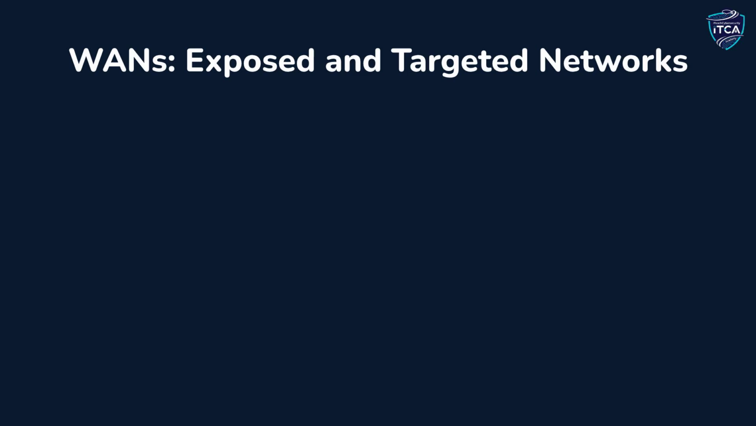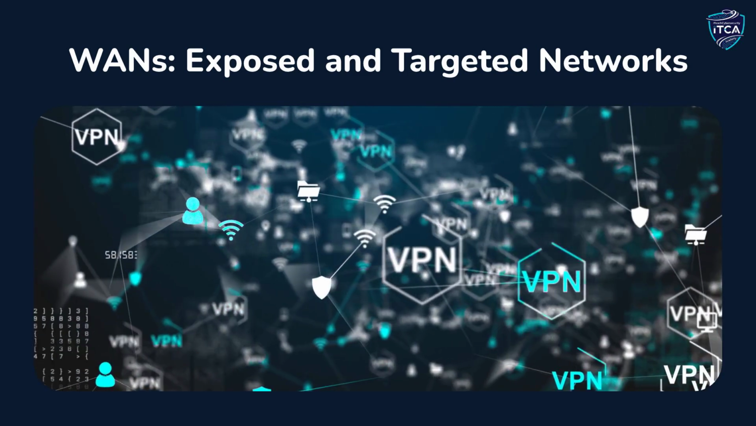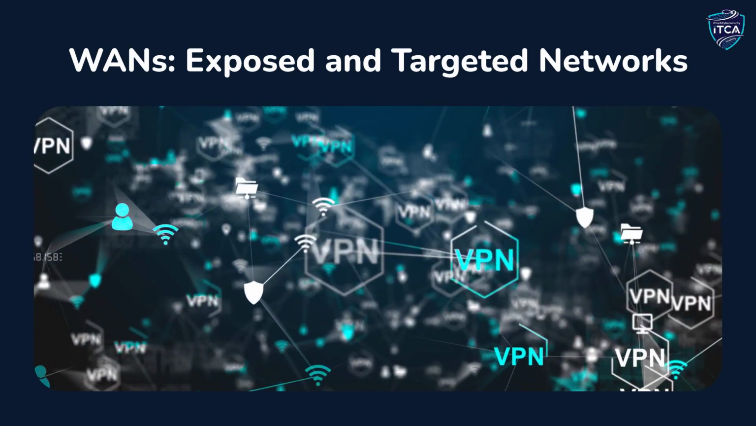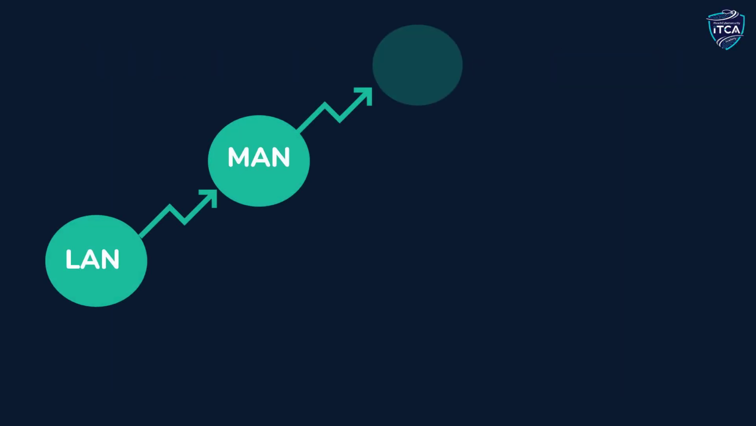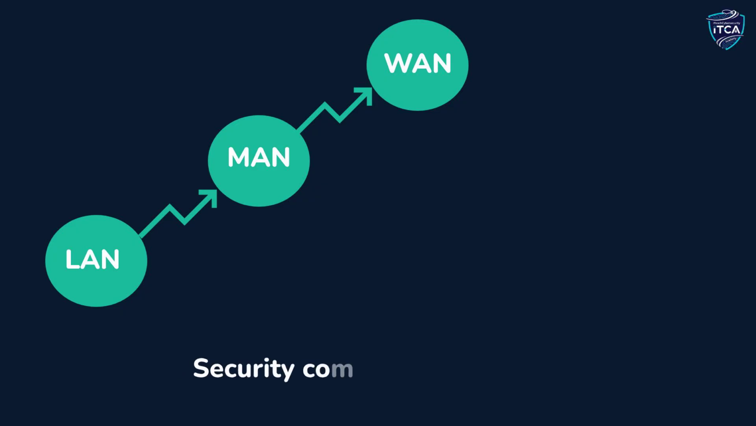This is why technologies like VPNs, TLS, and secure routing protocols exist, to protect data as it moves across wide and uncontrolled networks. As networks expand from LAN to MAN to WAN, security complexity increases. LANs emphasize speed and control. MANs balance scale and manageability. And WANs prioritize reach and resilience. At every stage, stronger security controls are required.